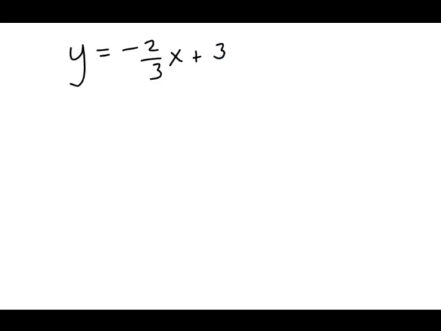So we know from our notes that slope-intercept form looks like this. y equals mx plus b, where m is your slope, so the number in front of the x is your slope, your rise over run, and b is your y-intercept, where the line crosses the y-axis.